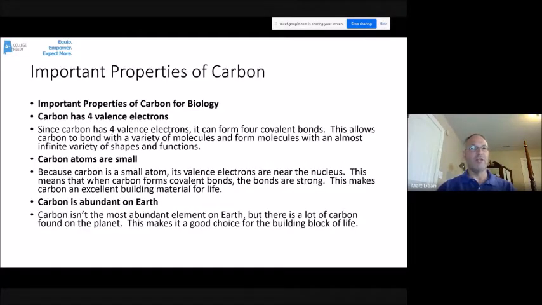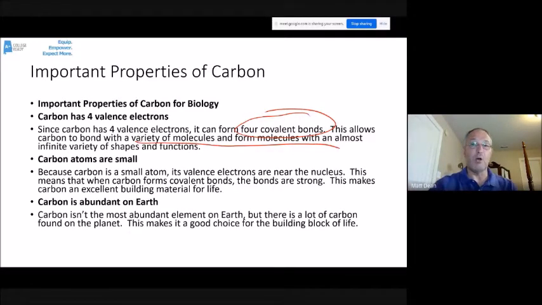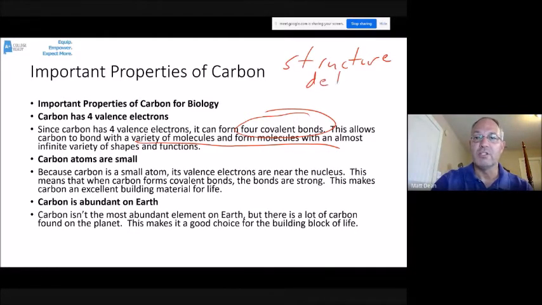So let's talk a little bit about the carbon atom and why it's the atom that most life is built out of. Carbon is in group 4A of the periodic table. That means it has 4 valence electrons. And because of that, it can form 4 covalent bonds at any time. This allows it to bond to lots of different things and form molecules with a variety of shapes and functions. Because you guys, I hope, know, this is a huge theme in AP Bio, that structure determines function.